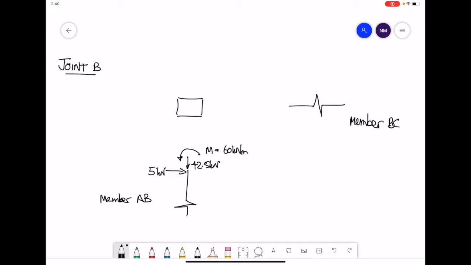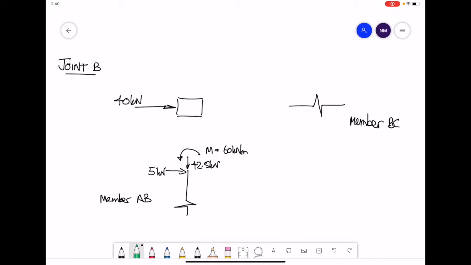This load condition is going to transfer into the joint. Now, if you remember back to the very original problem, we had a load applied at the joint that was 40 kilonewtons. Now this comes into play when we're trying to balance the forces at joint B. To do this, think equal and opposite. So our 5 kilonewtons, 42.5 kilonewtons, and 60 kilonewton meters will transfer into the joint by equal and opposite.